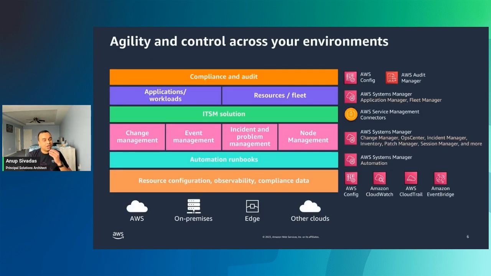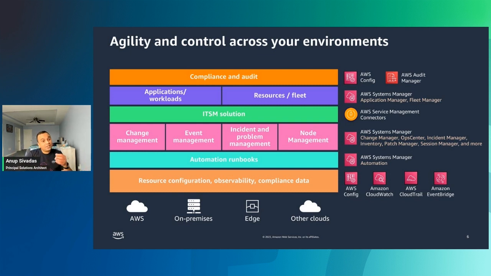Next slide, please. To summarize, if you're looking for agility and control across your environment, Systems Manager can be used for that purpose. If you have resources in AWS, on-prem, at the edge, or in other clouds, Systems Manager can be used to manage those resources. We allow you to centralize your resource configuration, observability, and compliance data as well. We have Config, CloudWatch, CloudTrail, and EventBridge integration so that you can have all this configuration in a single place. And we briefly talked about automation, where you can run automations like playbooks and runbooks in a seamless way.